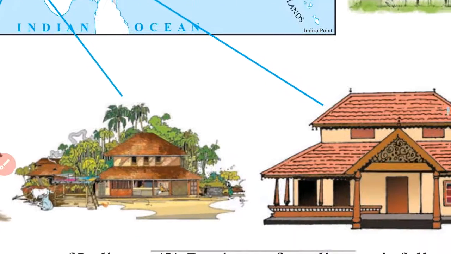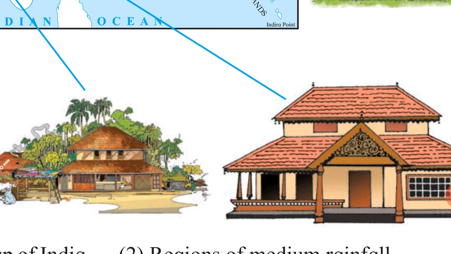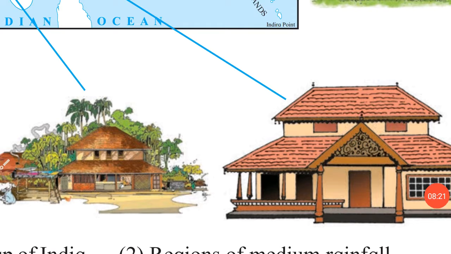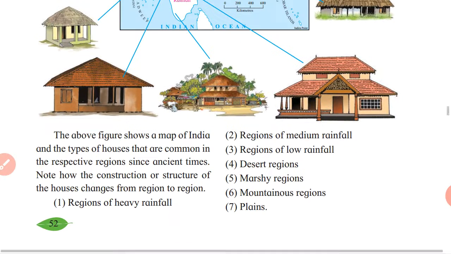See these two. Why? Because the roof of these houses is suitable for heavy rainfall. Okay, understood? It is suitable for the heavy rainfall. In rainy season, the rain slowly comes down from the roof. That's why it is suitable for the heavy rainfall region. Now next is region of medium rainfall.